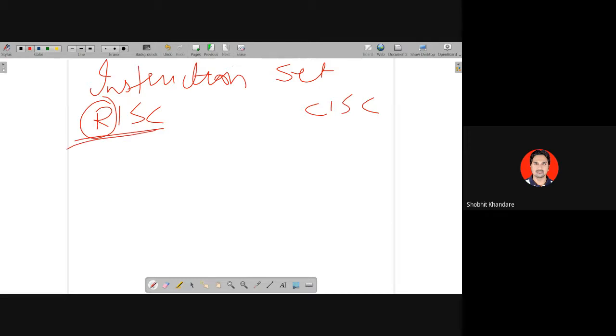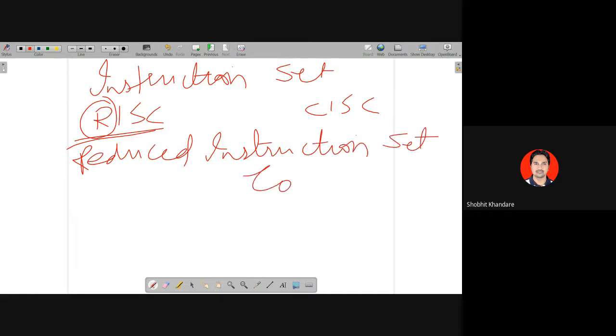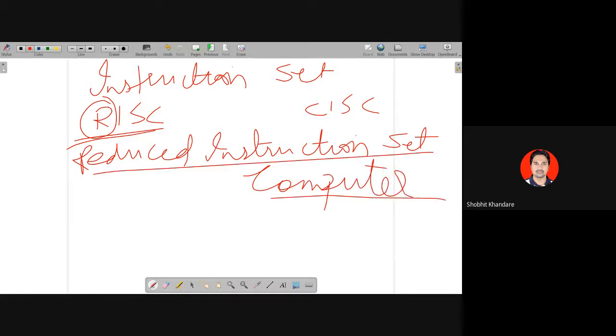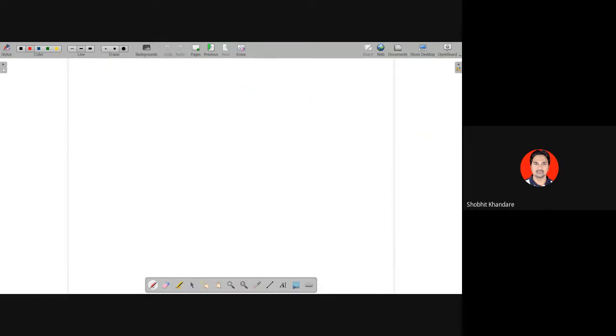When you talk about RISC, R stands for reduced. RISC is a reduced instruction set computer. C stands for computer or computing; in different books you have either word. So reduced instruction set computer. I have started with the explanation of RISC.